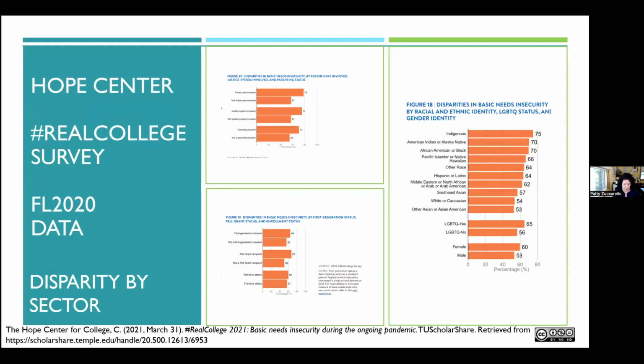And again, the Hope Center did a lot of disaggregation of their data. So they looked at students who were involved in the foster care system, in the justice system, students who were single parents. That's all this top graph. And then under that is looking at students experiencing basic needs insecurity by certain kinds of status around Pell eligibility, first generation, full-time and part-time. So here again, you can see there's a greater impact on Pell students than non-Pell students, first generation versus non-first generation. And then over here to the right, looking at those disparities by race and ethnic identity, and also LGBTQ status and gender identity. So again, you can see that LGBTQ students have a greater impact, as do female students and as do particular racial and ethnic groups.